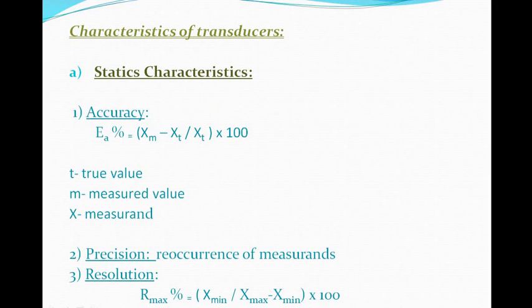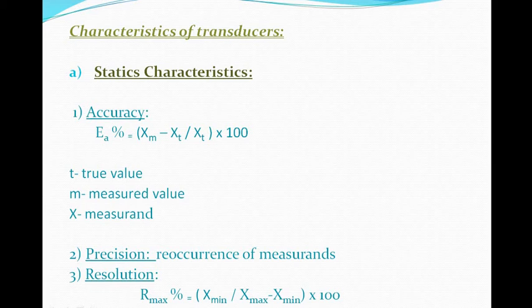Moving on to characteristics of a transducer. There are basically two types of characteristics, static as well as dynamic. Static, as the name suggests, are the characteristics that do not vary with time. First, we have accuracy. It is the closeness of the obtained reading to the actual standard reading of the variable being measured. It is often specified by error or inaccuracy.